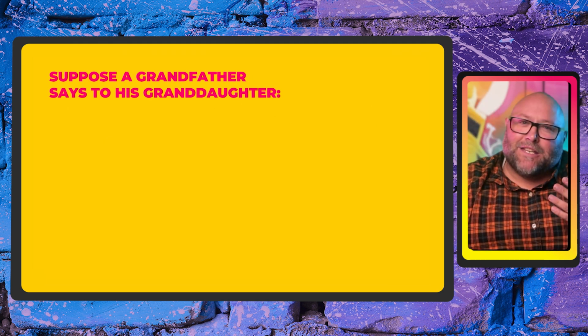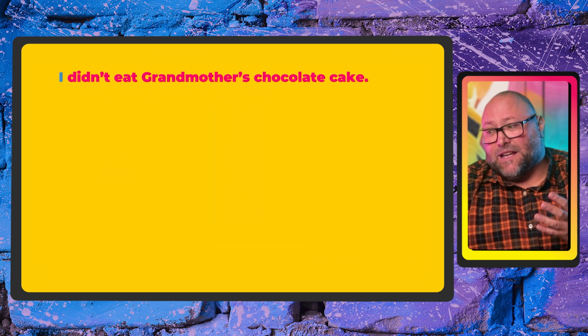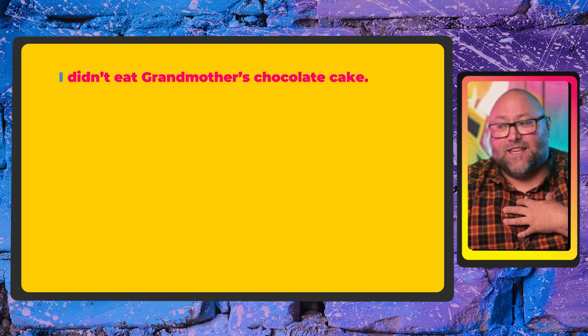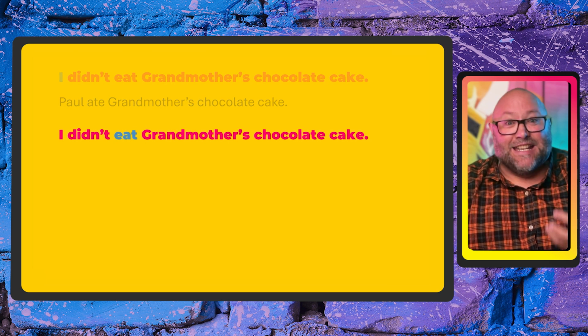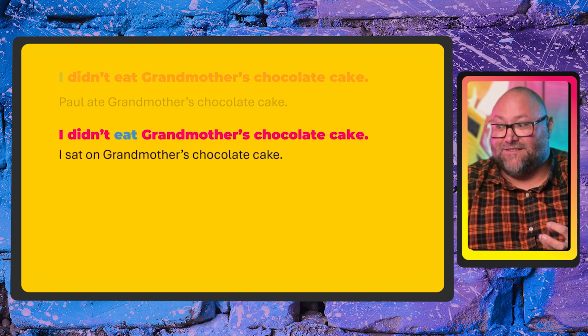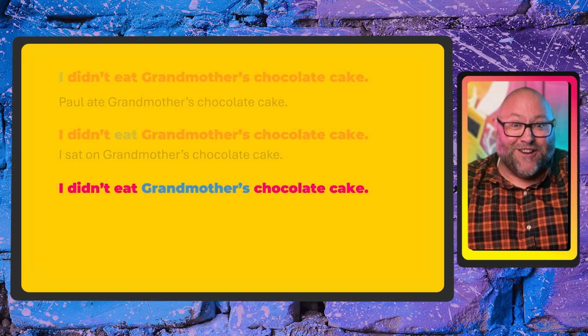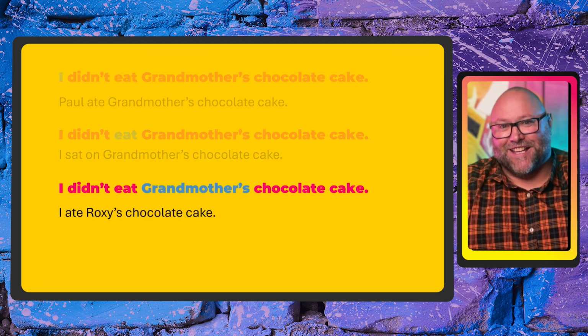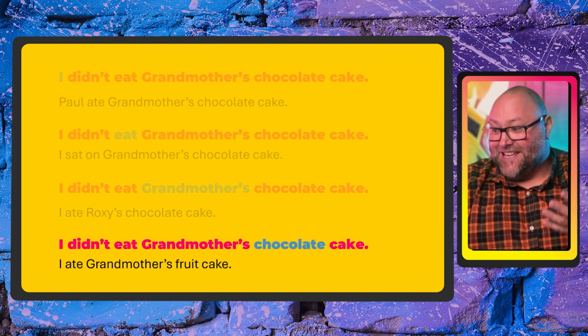Suppose a grandfather says to his granddaughter, "I didn't eat grandmother's chocolate cake." What does that mean? Well, it can mean lots of different things. It could mean, I didn't eat grandmother's chocolate cake, Paul ate it. Or, I didn't eat grandmother's chocolate cake, I sat on it. Or, I didn't eat grandmother's chocolate cake, I ate Roxy's chocolate cake. Or, I didn't eat grandmother's chocolate cake, I ate grandmother's fruit cake.